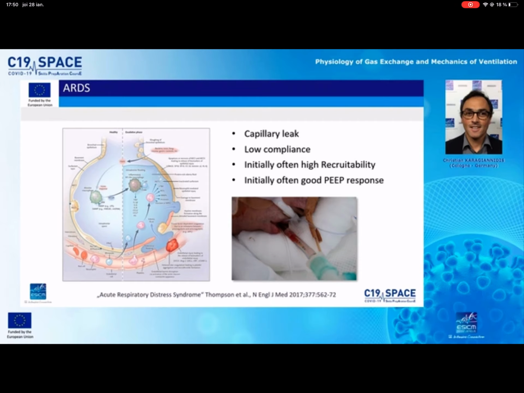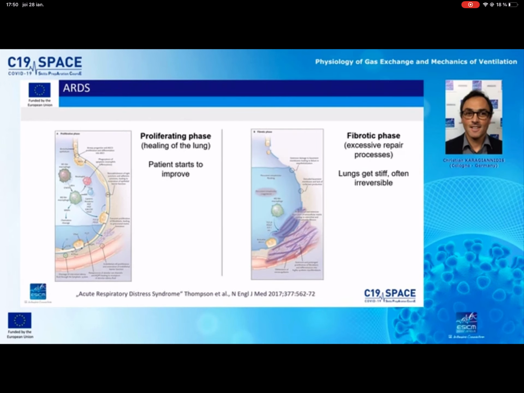You sometimes observe that also in COVID-19 patients, but it may also occur that they don't have a visual capillary leak in the beginning. If patients with ARDS improve, you have a second proliferating phase, and the immune system starts to get rid of all the detritus you have in the alveoli.